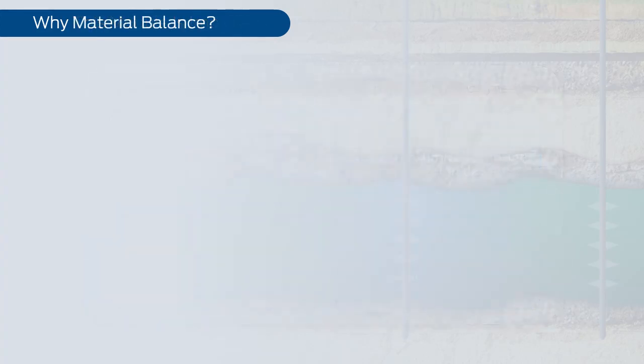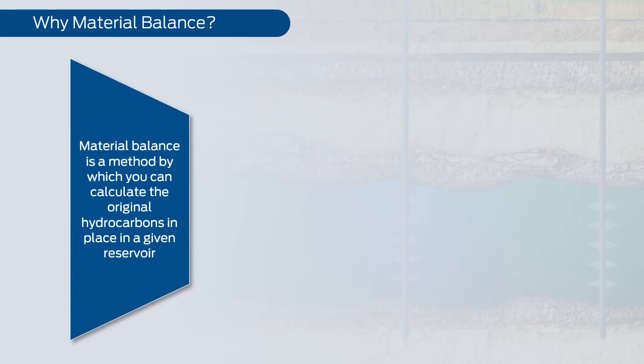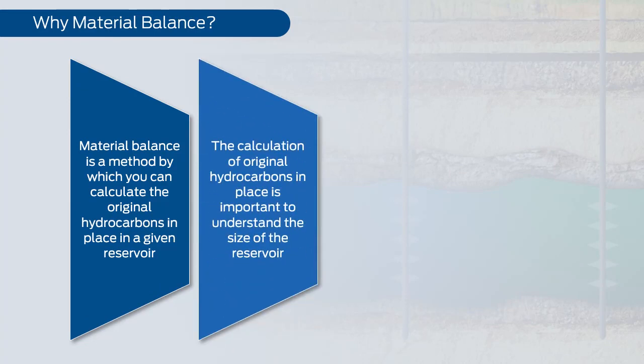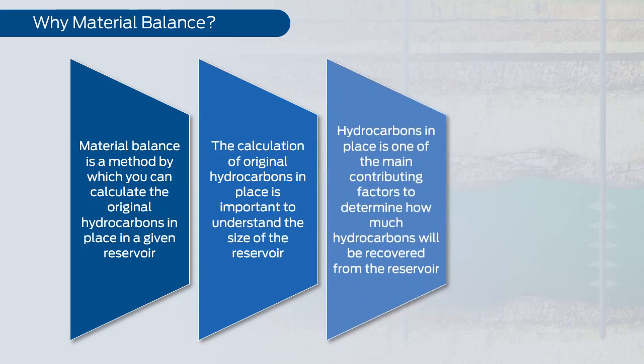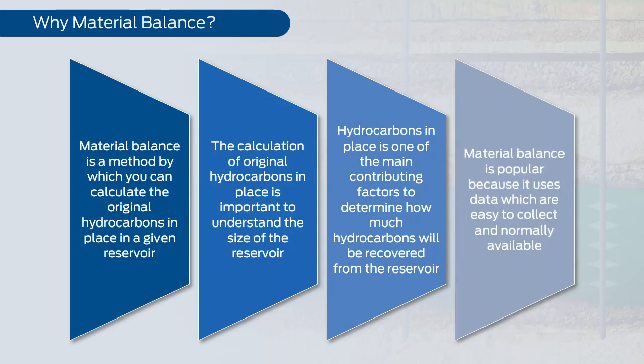Why material balance? Material balance is a method by which you can calculate the original hydrocarbons in place in a given reservoir. The calculation of original hydrocarbons in place is important to understand the size of the reservoir. Hydrocarbons in place is one of the main contributing factors to determine how much hydrocarbons will be recovered from the reservoir. Without knowing the hydrocarbons in place, it is very difficult to make a prediction about how much you are going to recover. The technique material balance is popular because it uses the type of data which are relatively easy to collect and are normally available.